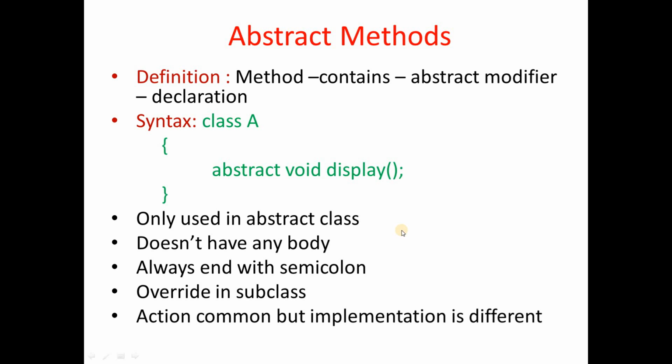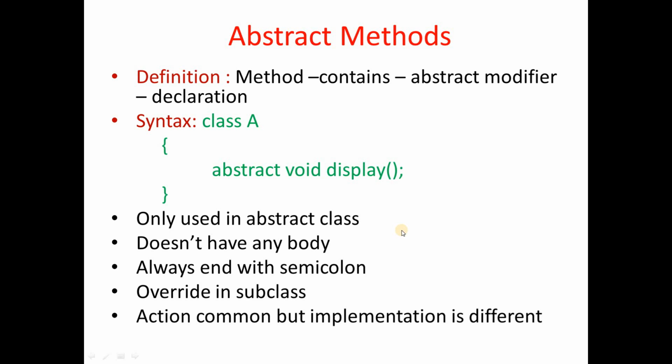The most important thing is why we use an abstract method. The reason is whenever an action is common in multiple classes but the implementation is different, at that time you can declare that particular method as an abstract method. Action is common, but the way of implementation is different, and then only you can declare abstract methods. And this is the short theory of abstract methods.